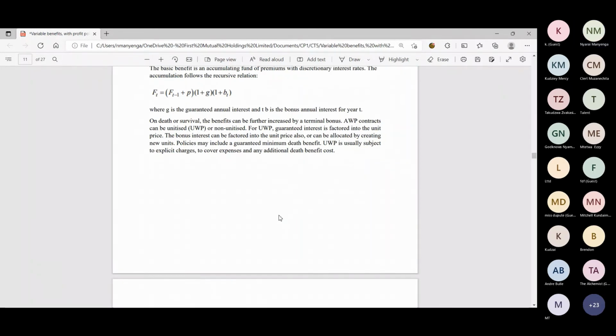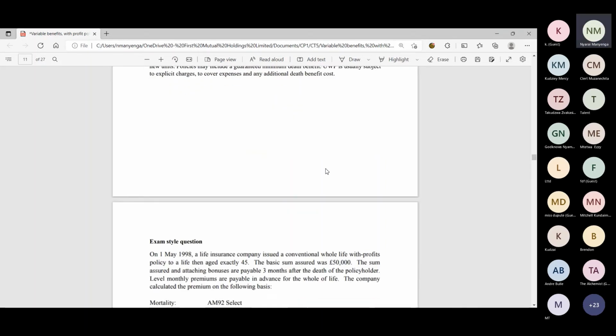So for the unitized with profit contract, the guaranteed interest is factored into the unit price, and the bonus interest can be factored into the unit price also. This can be done by allocating new units, and policies may also include a guaranteed minimum benefit. The unitized with profit policy is usually subject to explicit charges to cover expenses and any additional death benefit cost, like I indicated earlier, that over and above accumulating the fund value at the start of the year, you'd also need to take out any charges required to meet expenses and the additional death benefit cost if it's guaranteed.